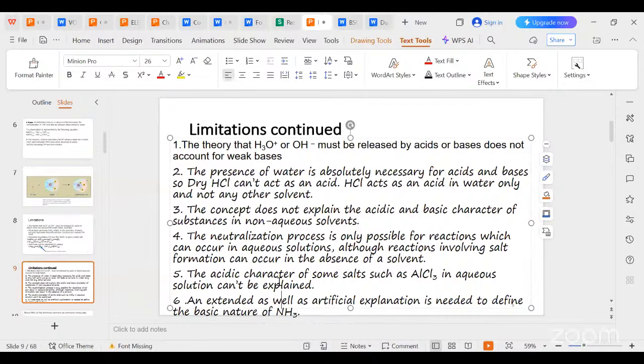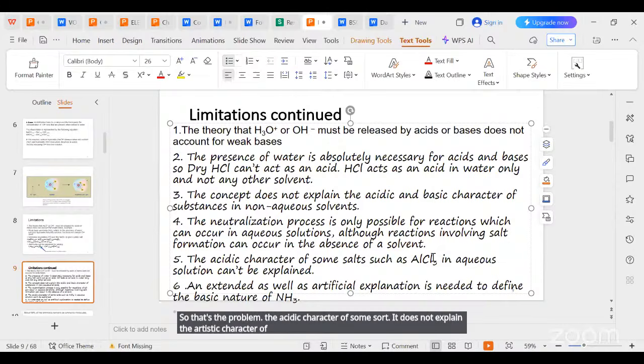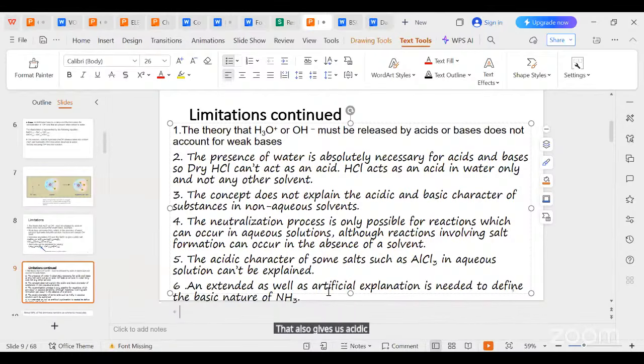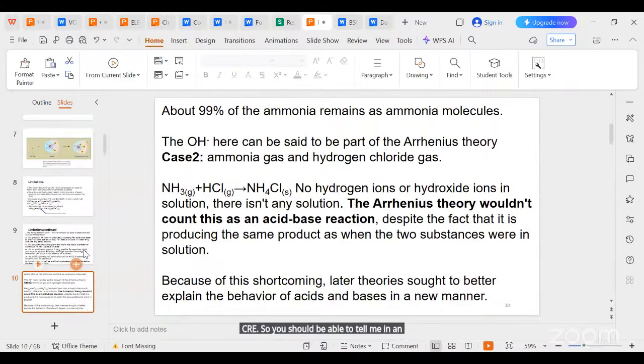It also does not explain the acidic character of some salts, like aluminum chloride in aqueous solution. We all know that's an acid. That salt gives us acidic properties, but the theory can't explain it. In fact, to explain ammonia, it has a strange artificial explanation for ammonia gas. So these are the limitations. These six things are the limitations of the Arrhenius theory. I can ask you to tell me the limitations of the Arrhenius theory, so you should be able to tell me in an exam.